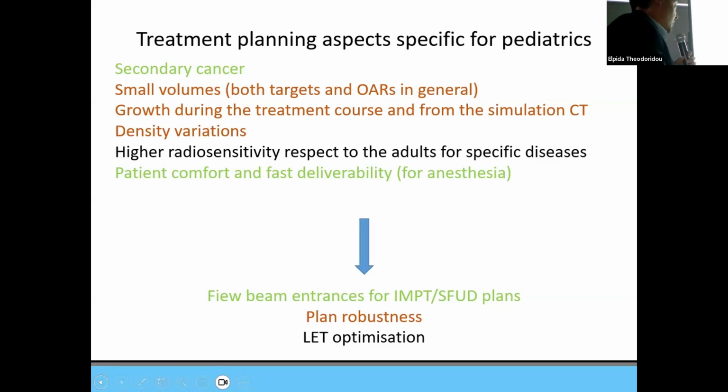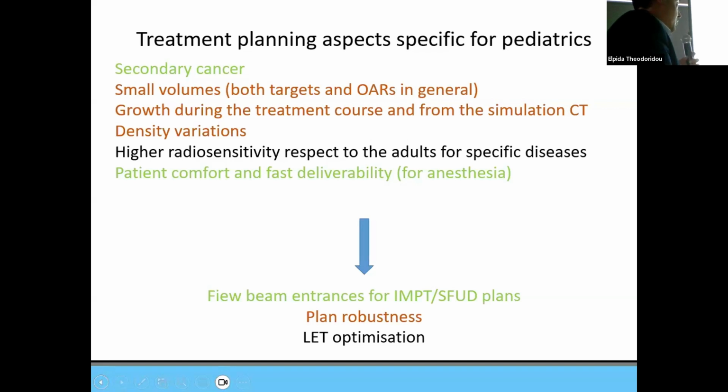The patient grows during the treatment course; 1 month can pass from the simulation to the start of the course. The patient can grow, because if we have a 10-month-old patient, 1 month means 10% of his life. We can face higher sensitivity than others for specific diseases, and we have to take care of the comfort and compliance of the patient because they are very, very young.